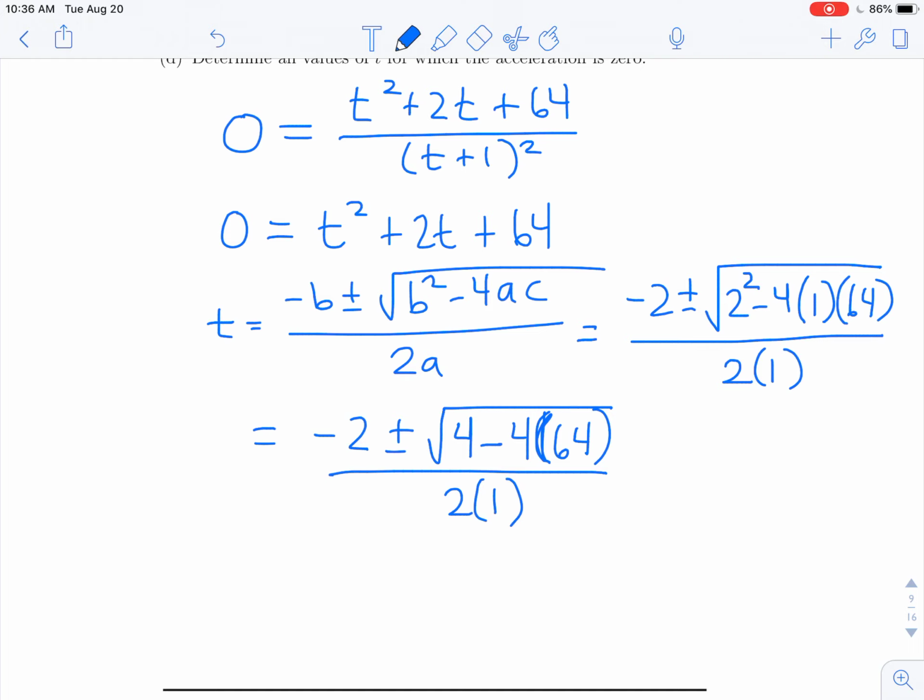square root. You can double check me with your calculator if you want to. You're going to get a domain error, and we have no real solutions. And so what that means is the acceleration is never 0.